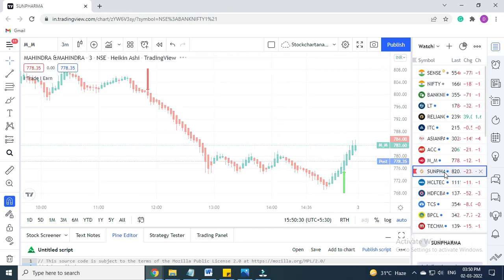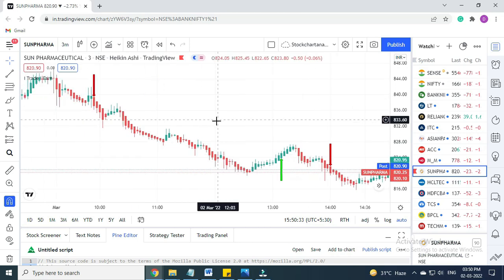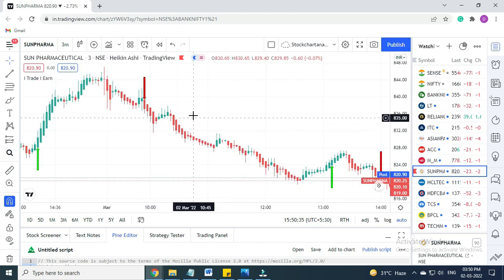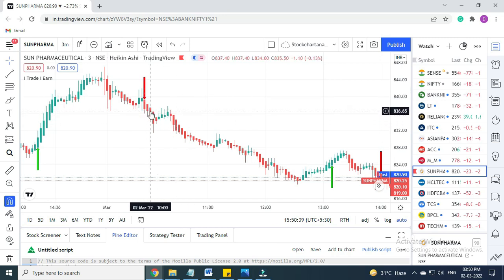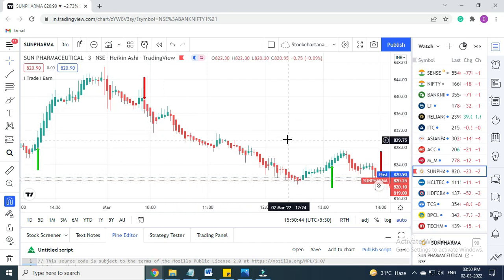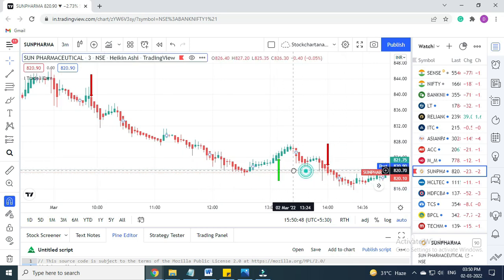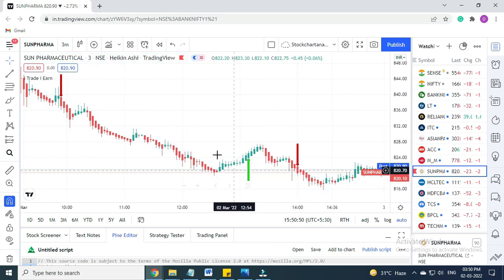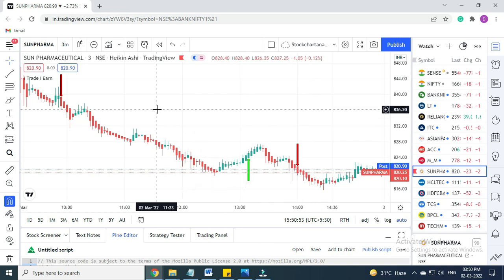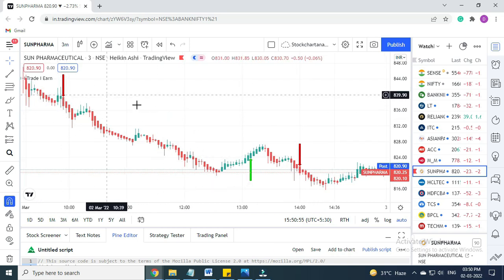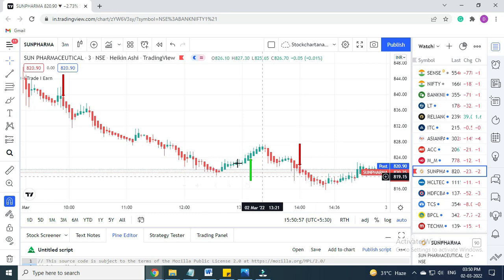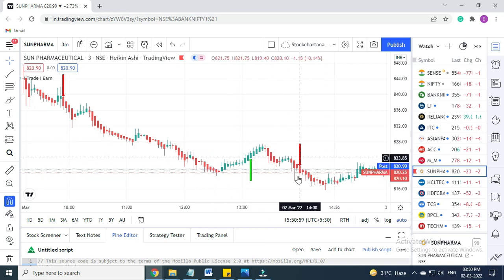Let's see one more stock. This is Sun Pharma. For Sun Pharma, again we have got a sell signal here, and the trade happened somewhere between here. It went down right till here, and then again we have a buy signal, but we will not calculate these two candles as a trade. Why? As I have told you, when we make profit in our first trade, we will not trade anymore. So we will not consider this as a trade.